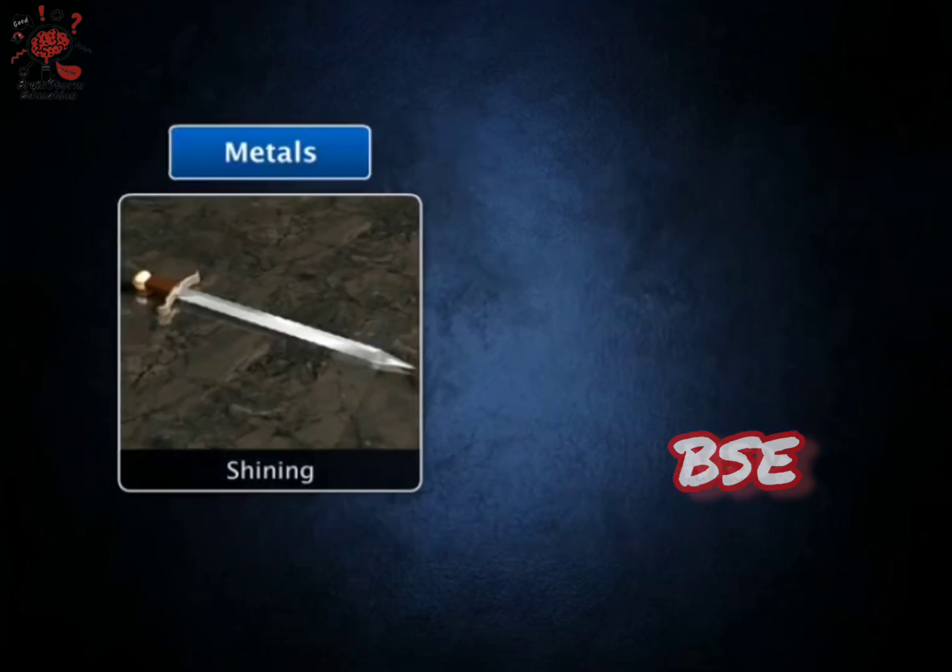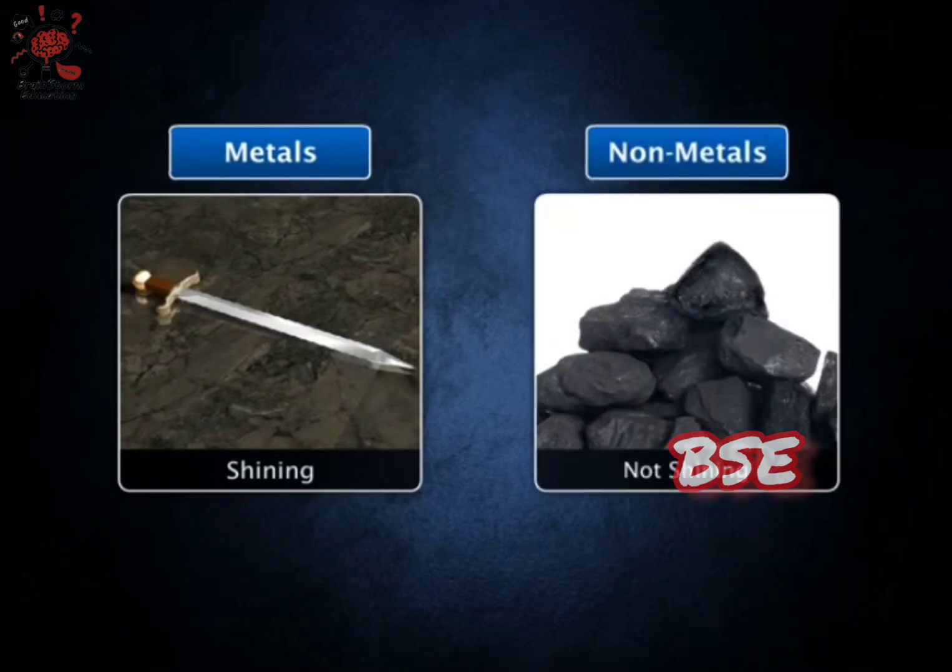When a metal is polished, it takes on a shiny appearance. This is called metallic luster. Nonmetals do not acquire a metallic appearance when polished.